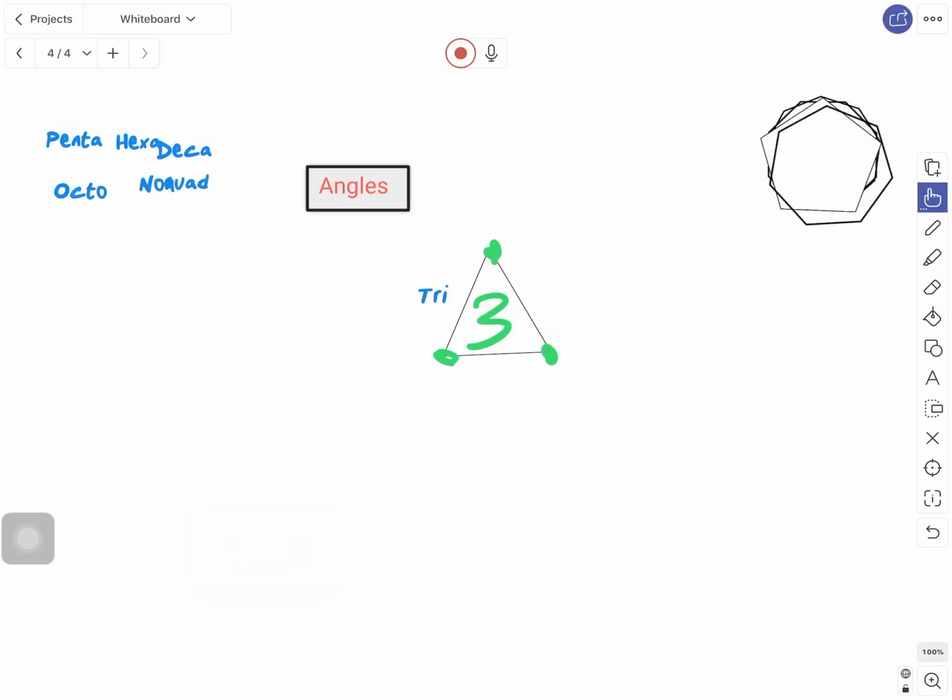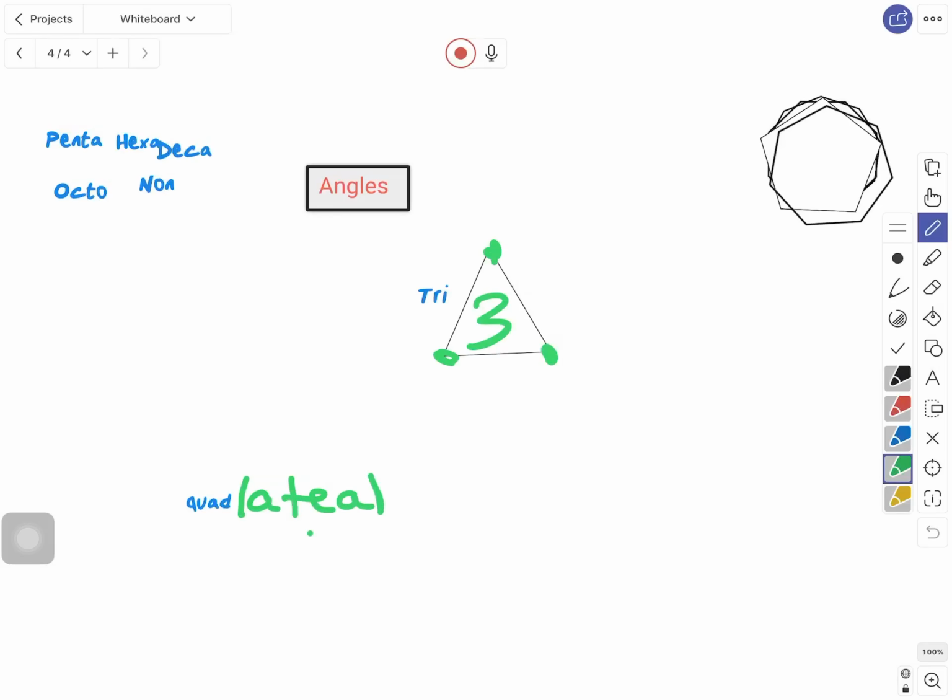Quad. I've never heard of the word quad angle, but I have heard of a quadrilateral. Lateral simply means side. So think of common quadrilaterals you've seen, because quad means 4, quadruplet, quadricept. Anything having to do with the word quad has 4. So a quadrilateral is any shape with 4 sides.